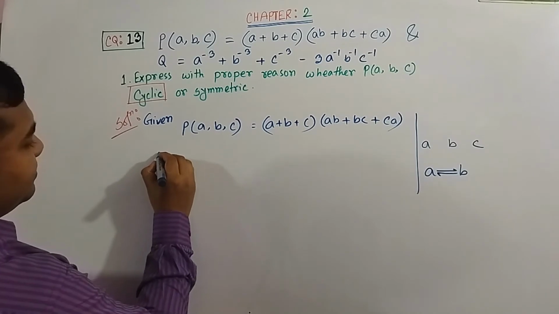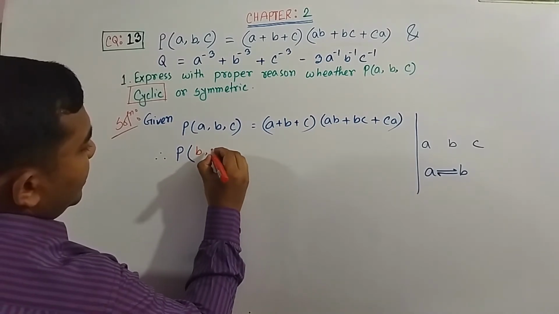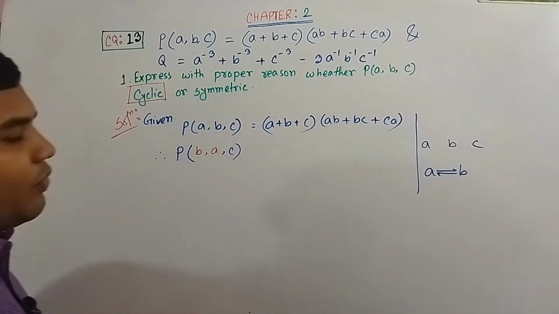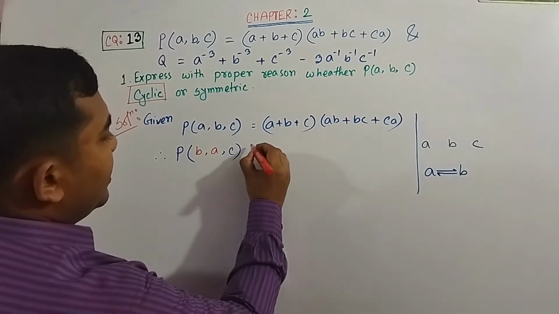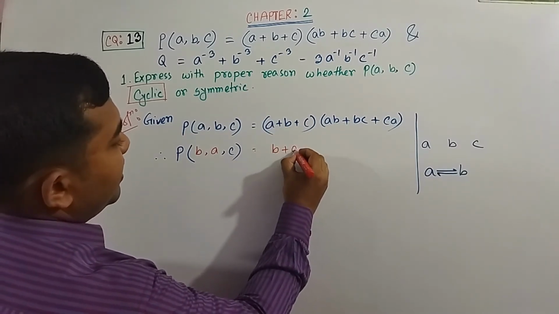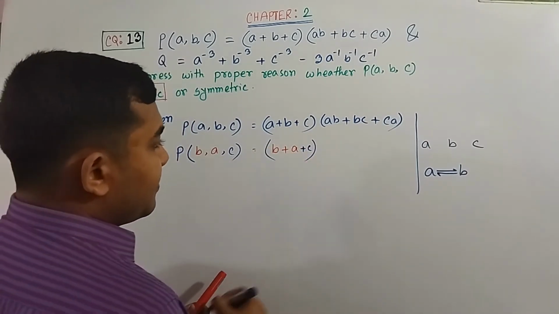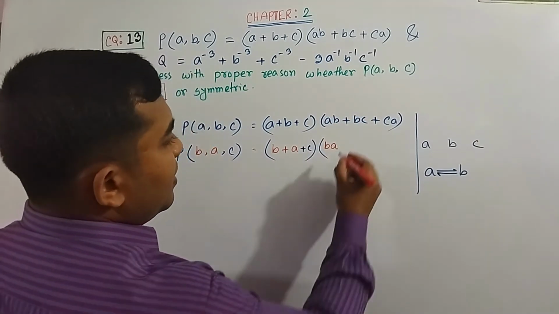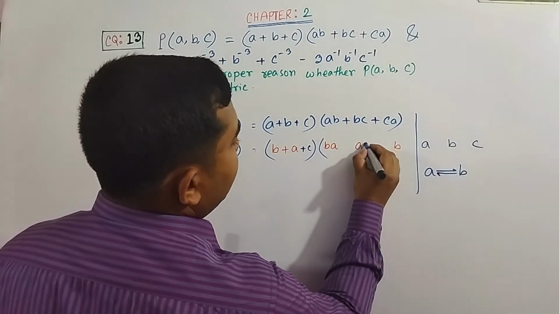So here, what about P of BAC? B, A and C. We'll now look at this part. I think you have already understood what we should write right now. Here A will be replaced by B, B will be replaced by A, but C will remain unchanged. Similarly here, A will be replaced by B and B will be replaced by A, but C remains unchanged.